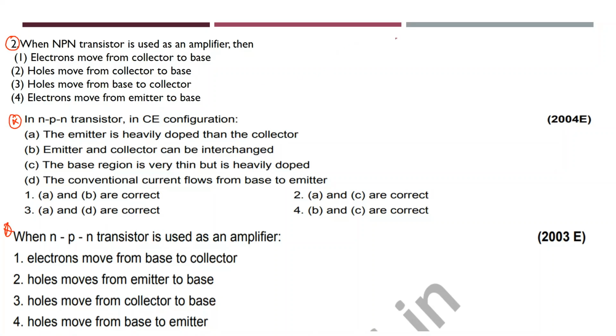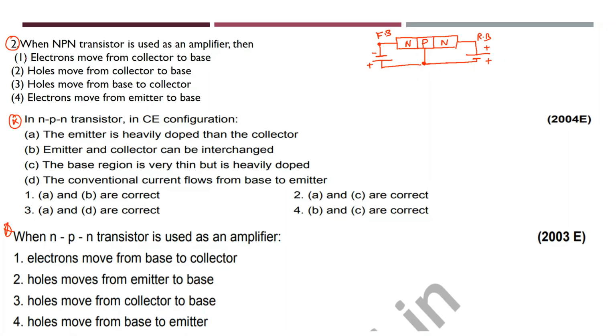Let me draw this NPN transistor. Suppose this is an NPN transistor. This is the P region, this is the N region, and this is the N region. What is the condition? Always the emitter base junction should be forward biased. It means the N region should be connected to the negative and the P region should be connected to the positive. So this is forward bias. And the collector base junction should be reverse biased. It means the N region should be connected to the positive terminal of the battery and the P region should be connected to the negative terminal of the battery. Now we have the condition that the emitter base junction is forward biased and this is reverse biased. Now let us see what is happening.